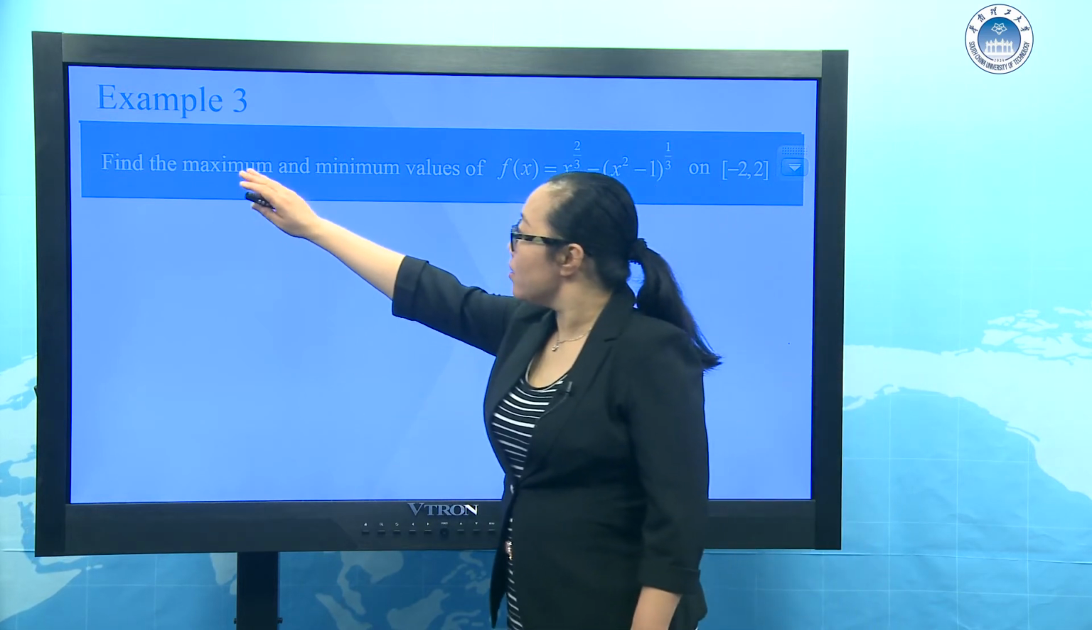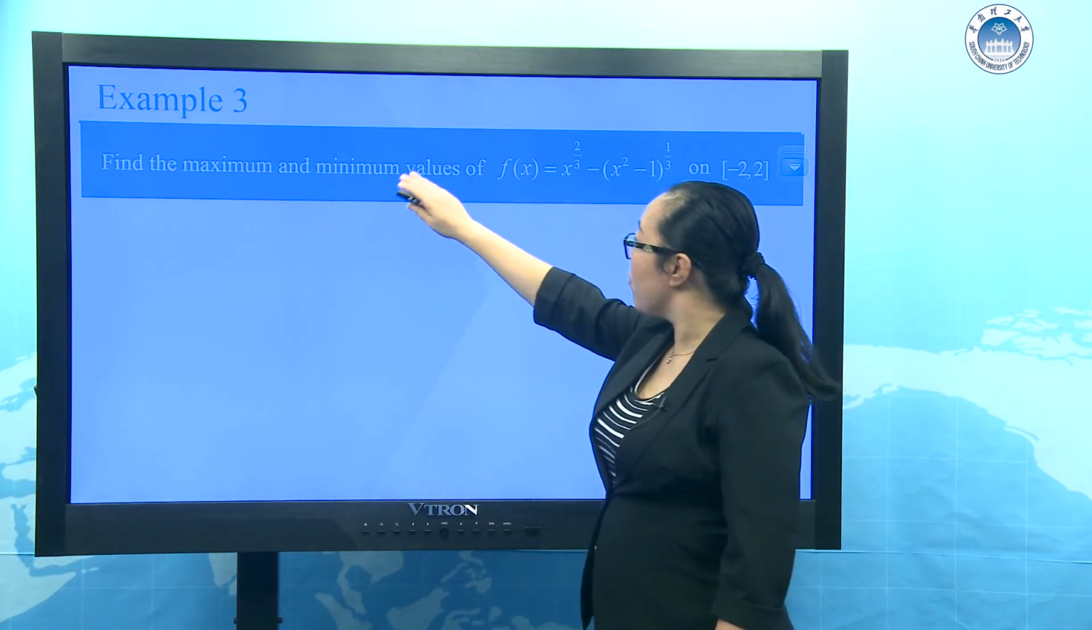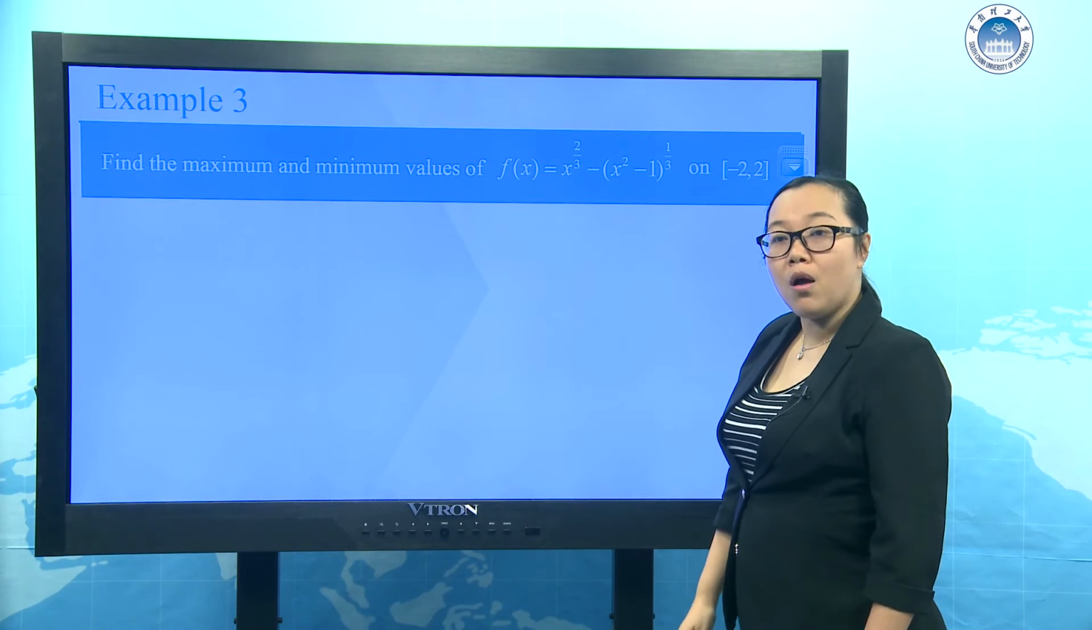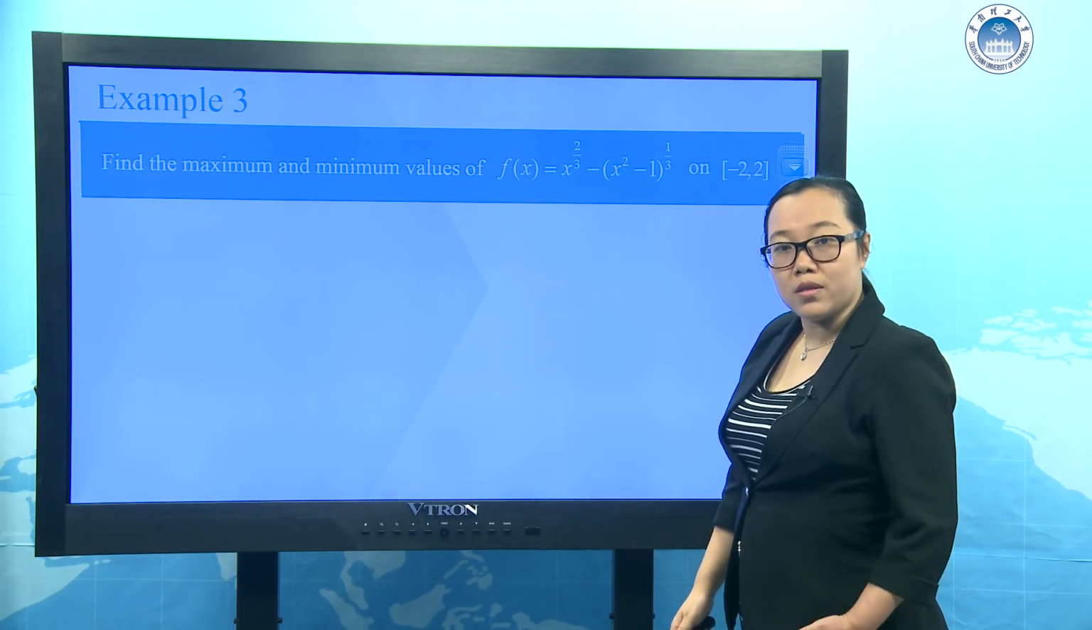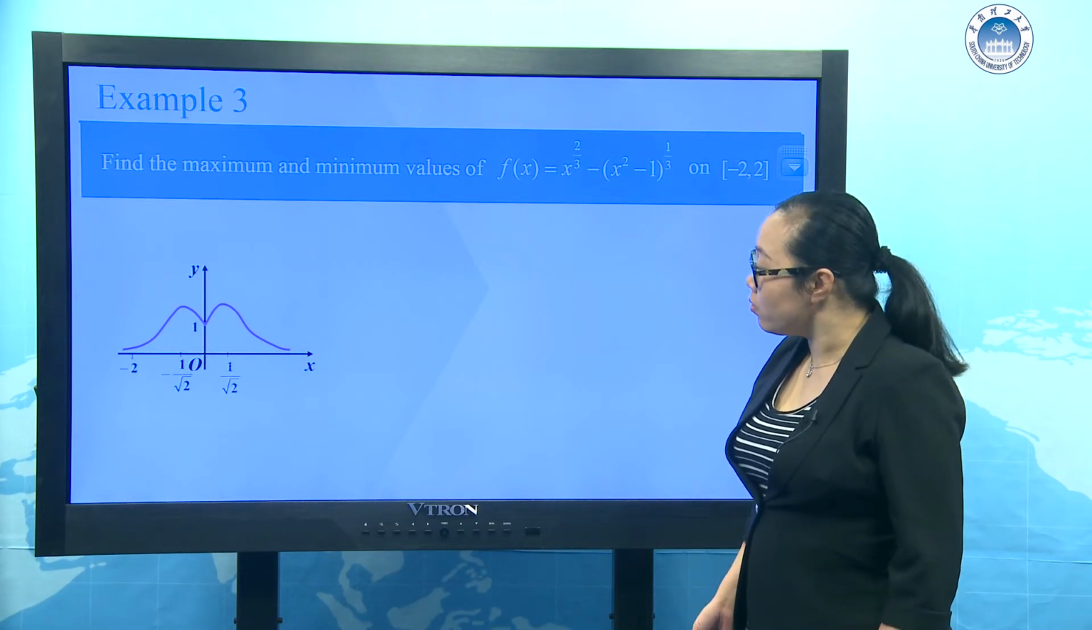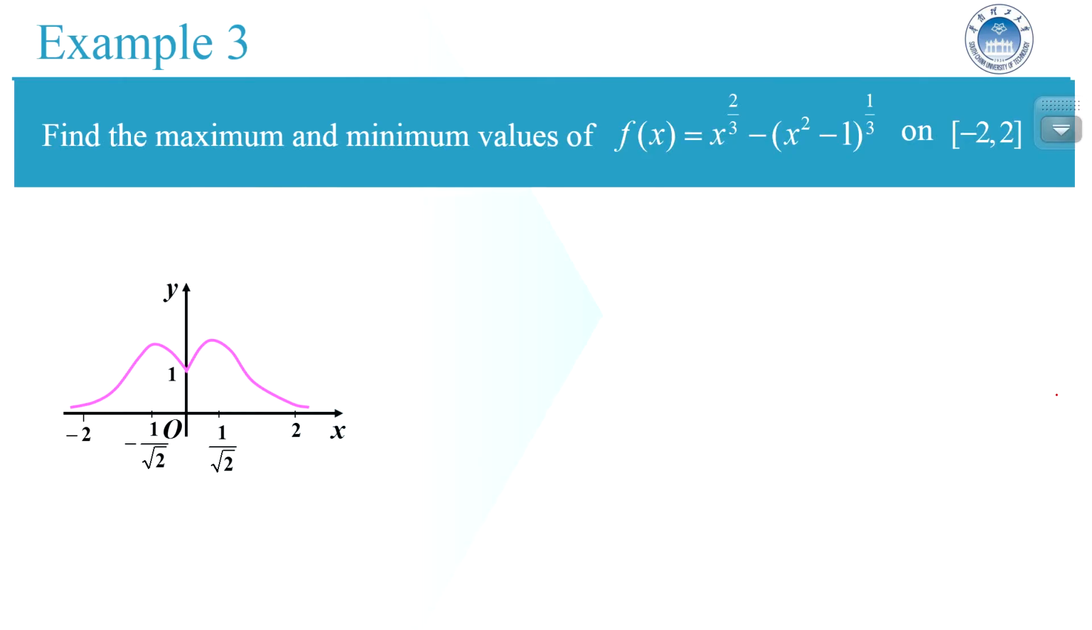Try to find the maximum and the minimum values of the given expression. Now, it is maybe complex, but the domain is the same, the closed domain from minus 2 to 2, and the same idea applies. If you know how to draw the figure, it is okay. If we don't know how to draw the figure, we can do it according to our computation steps. Now look at how to compute.